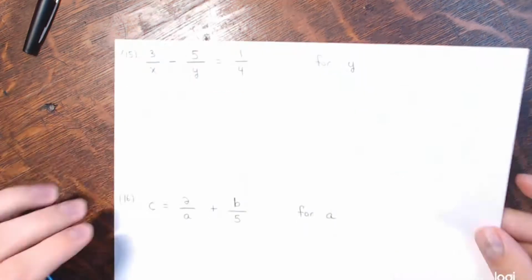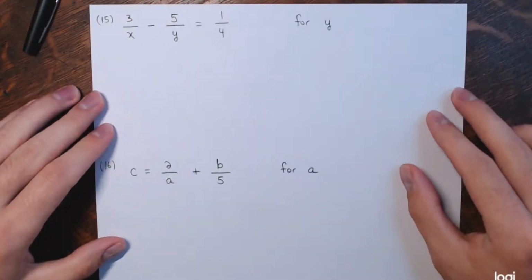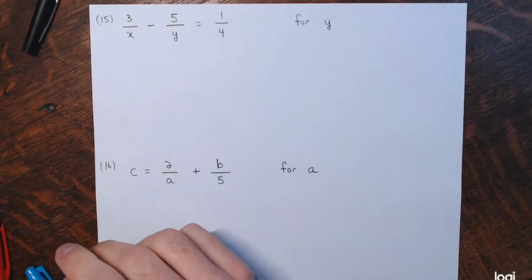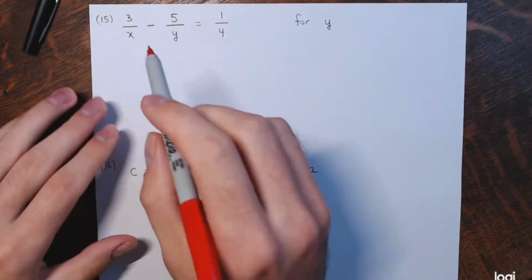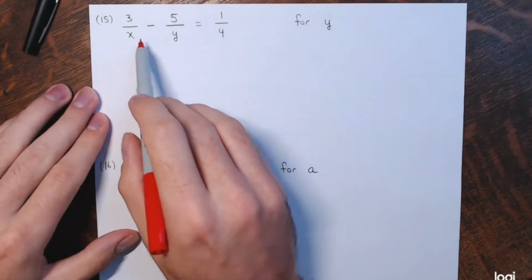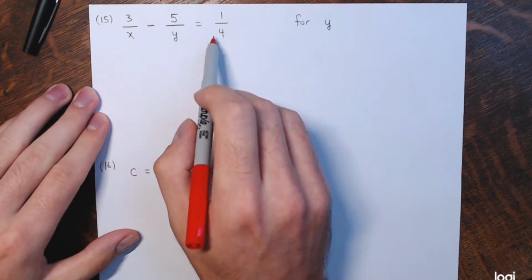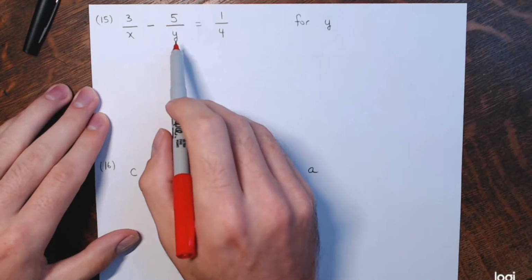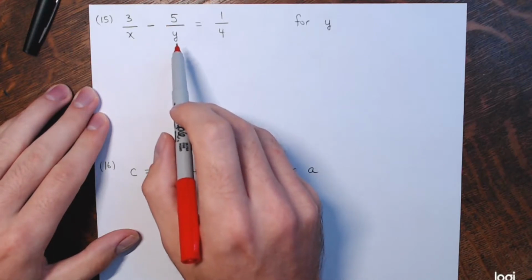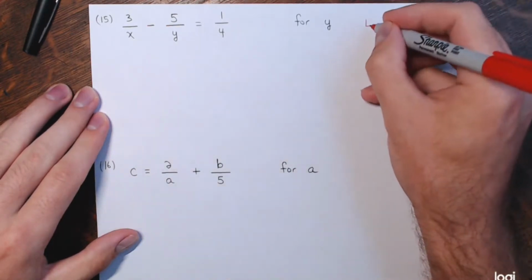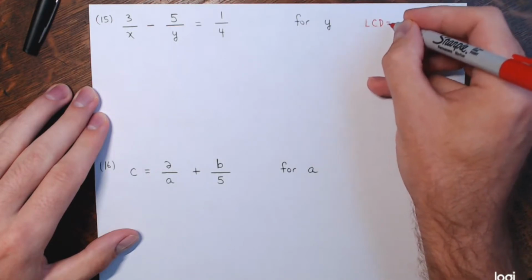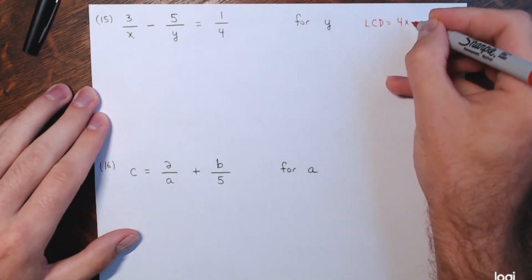I got one final page here, two more examples. Okay, example 15. Again, pretty simple. The denominators are x, y, and 4, which you could factor to 2 squared, but there's no other numbers in the denominator, so I'll leave it as 4. And I'm hoping it's obvious again that the LCD would be 4xy.